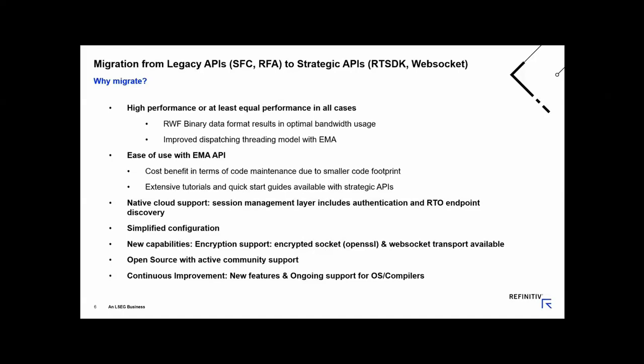Then the next major benefit that a lot of our customers are realizing, because it leads to cost of ownership savings, is native cloud support. So this is one of the major benefits of the strategic APIs over the legacy ones. So using RTSDK as well as the WebSocket APIs and the RDP libraries, you can connect directly to the cloud and host your application in the cloud. You can also have the possibility of direct connection with the cloud between your application and the Refinitiv data source if required. So it's a kind of cloud-to-cloud connection if required. We also have support for different regions, and the endpoint discovery allows you to identify the optimal host for each region and also removes a single point of failure.